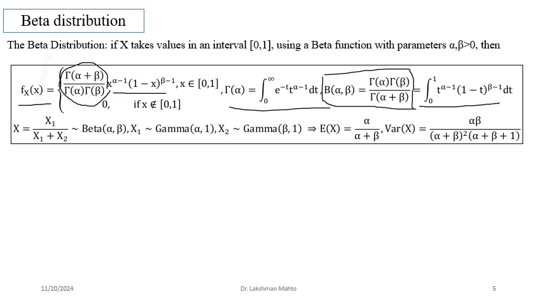So all these are unification kinds of things, very special kinds of distributions. All these we get from derived distributions, and all these have very specific forms.